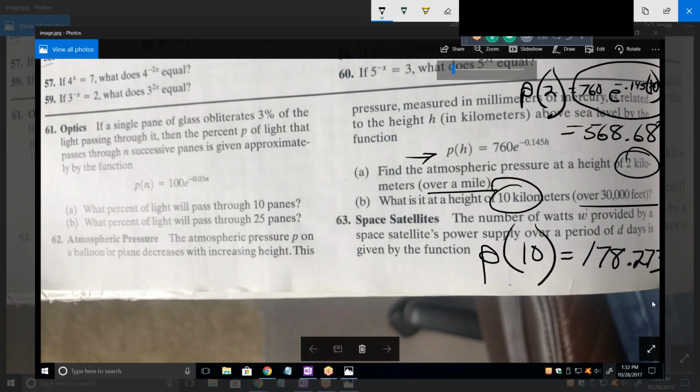Now, does that answer make sense? At 2 kilometers, the pressure was, what was it? Do you remember? 568. Okay. Now, should the pressure be greater or less as we go higher? Less? Yep, and it is. It's 178.